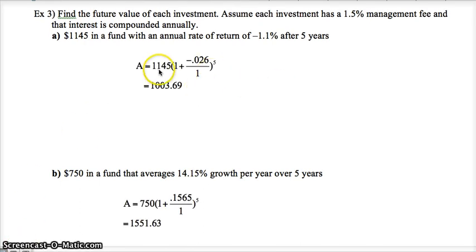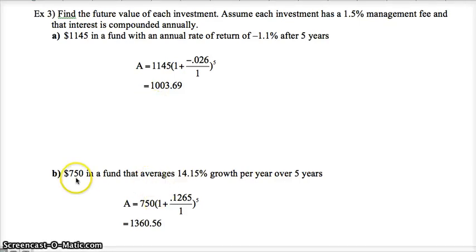Okay, so we can see that our P is 1145 from that original present value. Our interest rate is going to be the 1.1 plus the 1.5, okay? Because they're both negative, the management fee will actually be added to the loss, so we get 2.6% being lost. So negative 0.026, compounded annually for 5 years. Okay, so when we calculate it, it actually goes down in value, so we end up having lost over $140 down to $1,003.69.